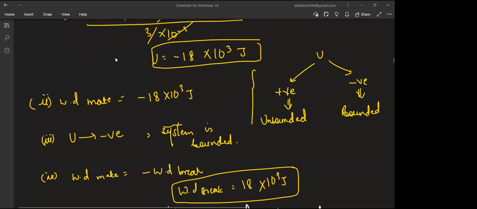See, negative because that shows the attractive nature. So if everything is getting attracted to a particular point, it means everything is bounded. When it is positive, it means there is no attraction force. Repulsion forces are present, so your system scatters. That's why unbounded.